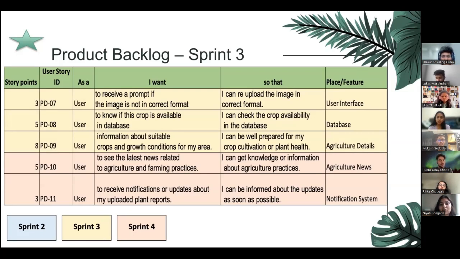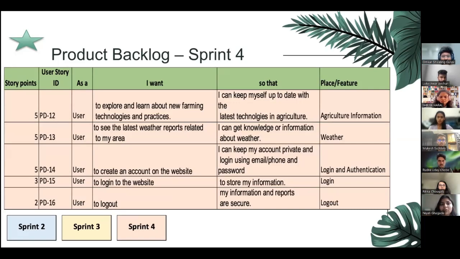The 10th user story says that the user wants to see the latest news related to agriculture and farming practices so that the user can get knowledge or information about those practices. And the 11th story is to receive notifications or updates about the plant reports the user uploaded so that the user can be informed about the updates as soon as possible. Next slide.